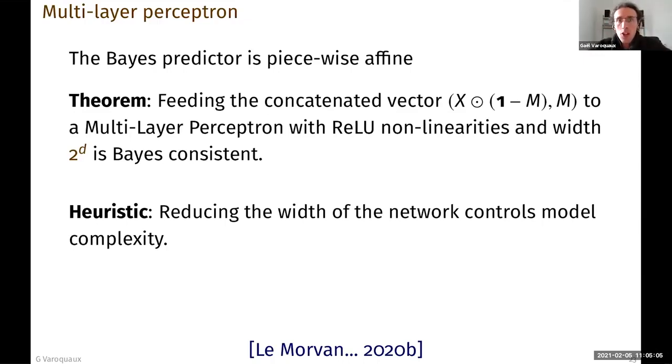And so what we can show is that we can apply a multi-layer perceptron with ReLU nonlinearities to the concatenated vector, which is x imputed by zeros for the missing values and the mask m below it. For this procedure to be consistent, unfortunately, if I have a single layer, which is the setting that we have studied, I need a width of 2 to the power d. Now, heuristically, we can reduce this width and hopefully capture some structure in the Bayes predictor with the multi-layer perceptron. So heuristically, we can control the model complexity by reducing the width of the multi-layer perceptron.